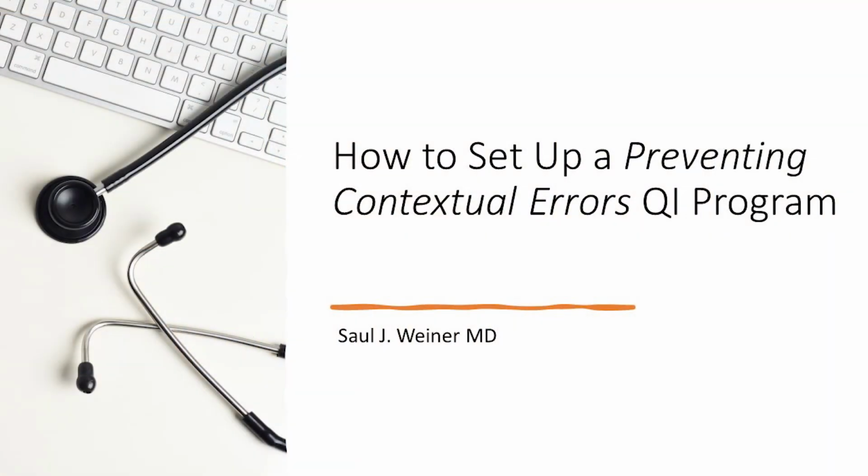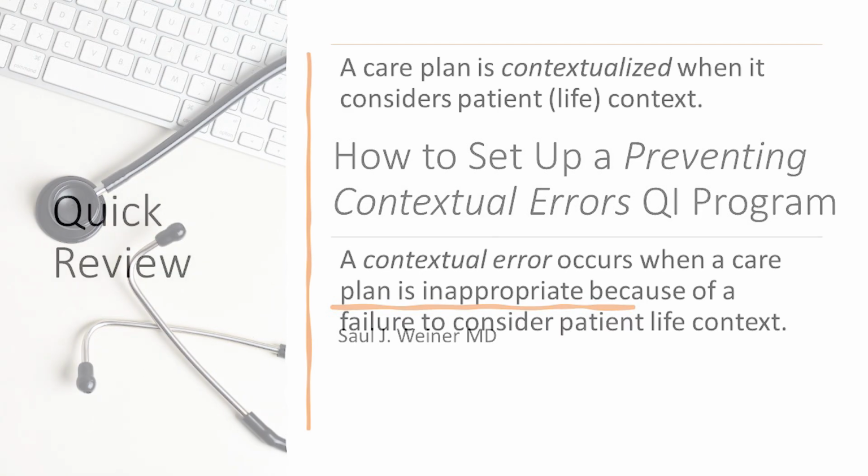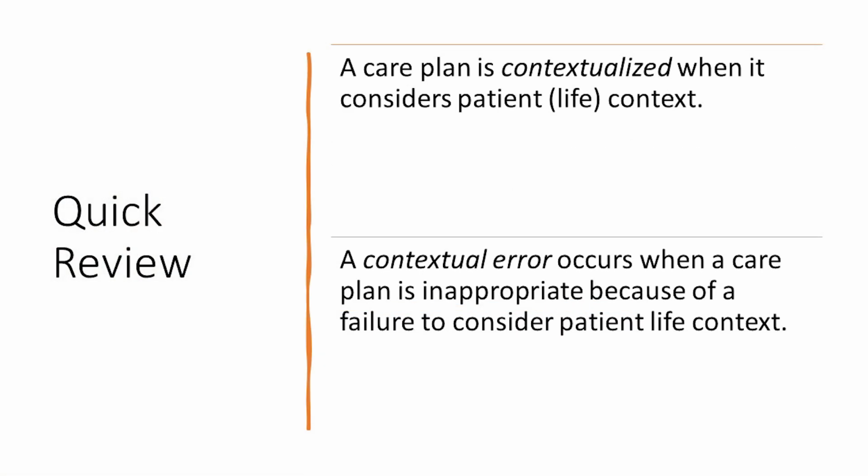So let's get started. Although I decided to call this video How to Set Up a Preventing Contextual Errors QI Program, it could also have been called How to Set Up a Contextualizing Care QI Program. And that's because contextualizing care is the way you prevent contextual errors. Specifically, we say that a care plan is contextualized when it considers patient life context. And in contrast, we say that a contextual error occurs when a care plan is inappropriate because of a failure to consider patient life context. So, as you can see, these two concepts are essentially opposites. A contextual error occurs when there's been a failure to contextualize care.